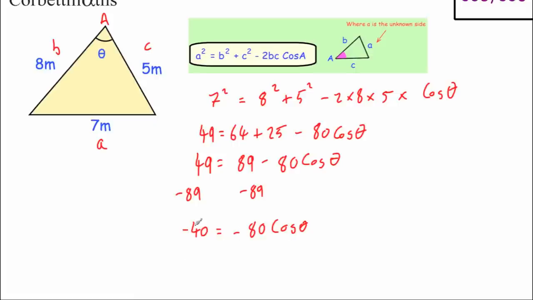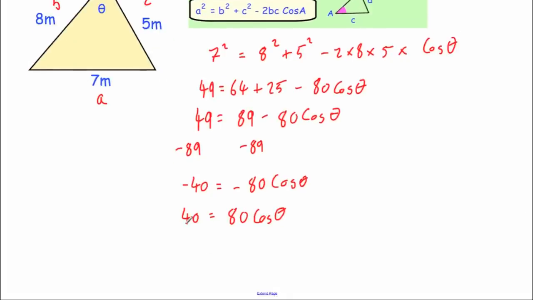Well, one thing I like to do is if I've got an equation where both things are negative, I can multiply both sides by negative 1. 40 times negative 1 is 40, and negative 80 cos beta times negative 1 is 80 cos beta. Now I'm just going to divide both sides by 80 to get what cos beta is. So divide by 80 and divide by 80. 40 divided by 80 is 0.5, and on the right hand side, 80 cos beta divided by 80 just leaves us with cos beta.